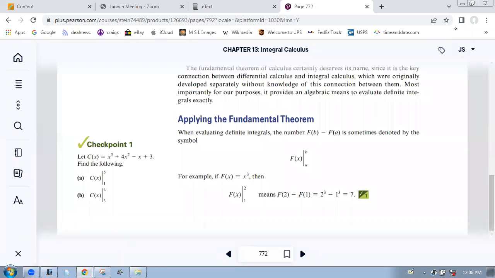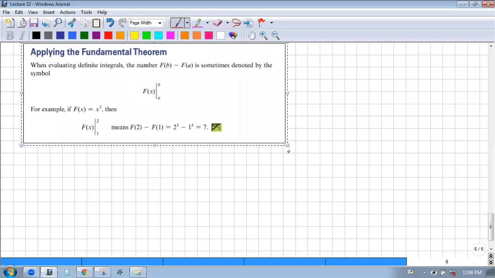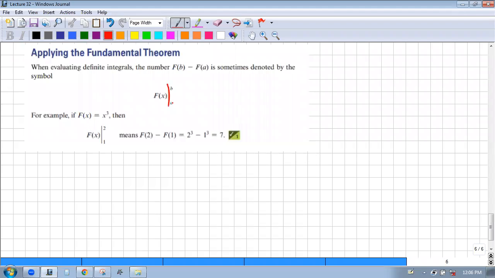Oh, and here's some new notation. I showed you this last time, but the evaluation symbol, whenever we put that and we put A to B, what that means is big F of B minus big F of A. That's what that bar there means. So if we're doing x cubed, you put the 2 and then put the 1, and subtract them.